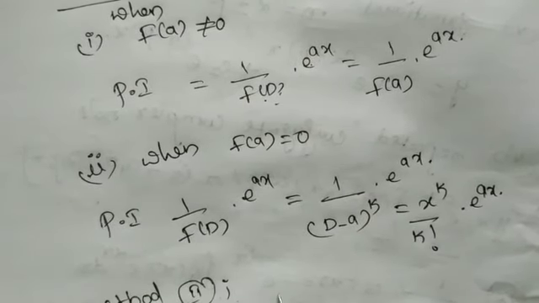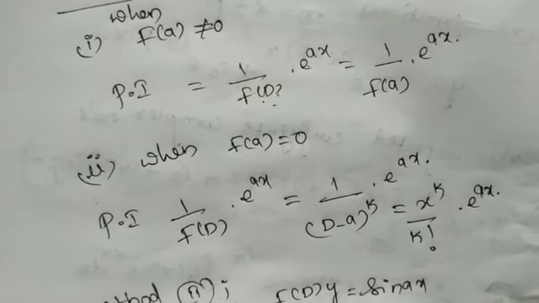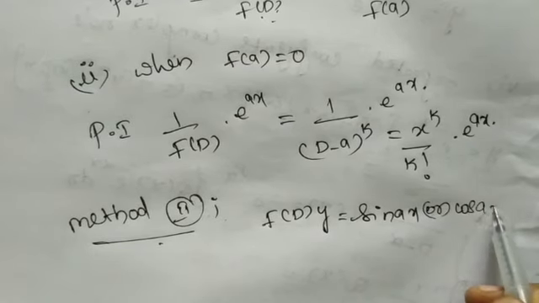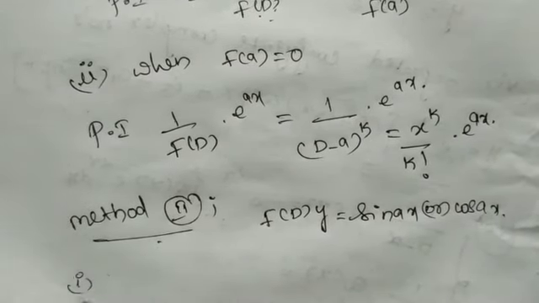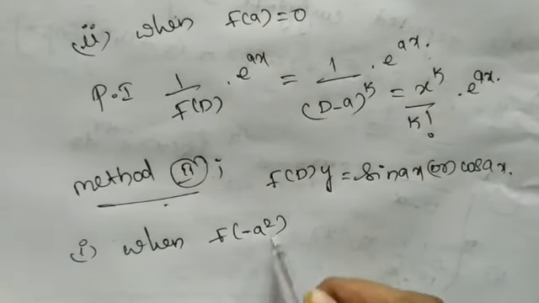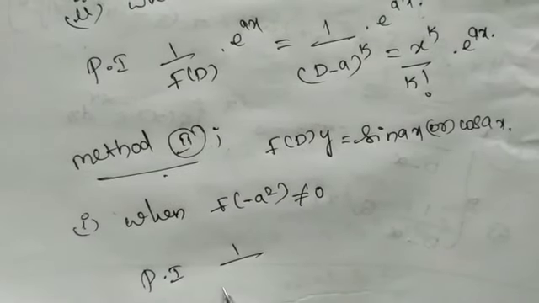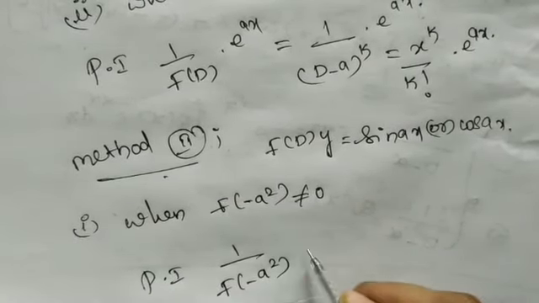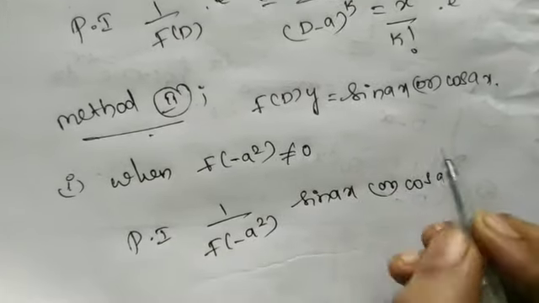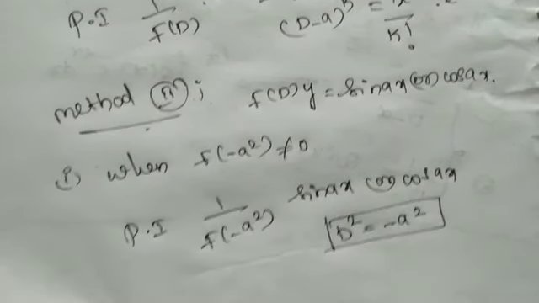Method 2: if f(D) y = sin ax or cos ax. So here we have two cases, that is when f(-a²) is not equal to 0. Therefore the particular integral is 1/f(-a²) sin ax or cos ax. So in this method substitute D² = -a².